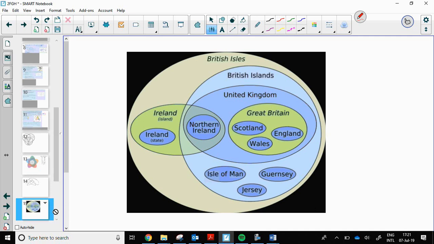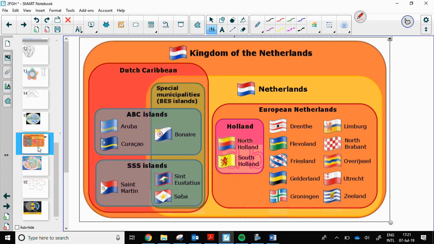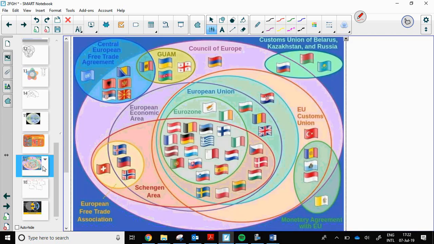And here's just a couple more, also having to do with geography. So here's the Kingdom of the Netherlands. And here's the EU and other associated things happening over there. All right, so Euler diagrams are actually much more, I think, useful than Venn diagrams, but they just don't get the love. No one knows what an Euler diagram is. But now you do. So good for you.